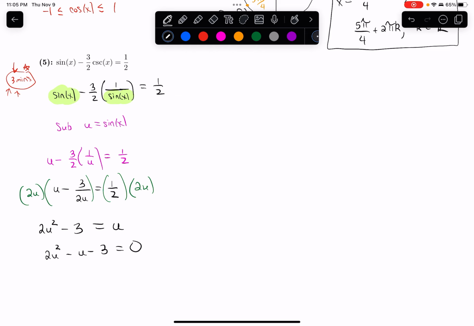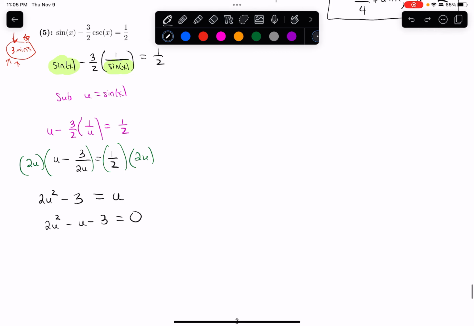Okay, so I got a quadratic. The leading coefficient is not 1. So I could either do this by splitting the middle, or I could do it by trial and error. As we're getting towards the tail end of the class, we really want to be getting more and more comfortable with trial and error, especially when we get to calculus. There's just going to be more of an expectation that to factor these quadratics, we are pretty comfortable doing it by trial and error.